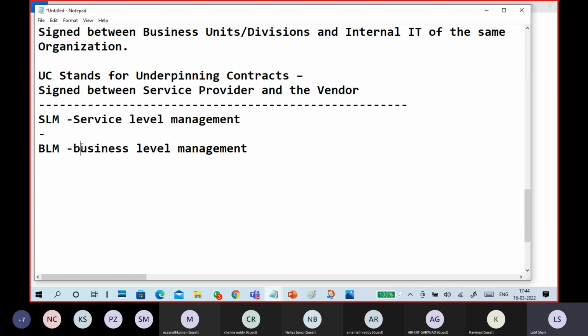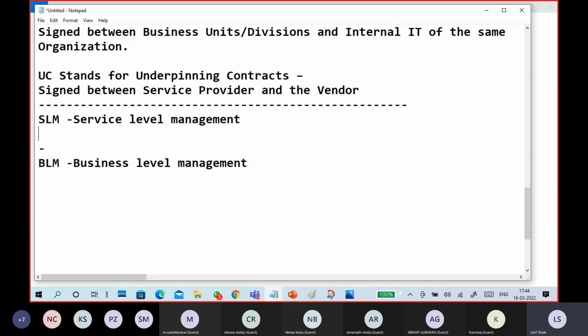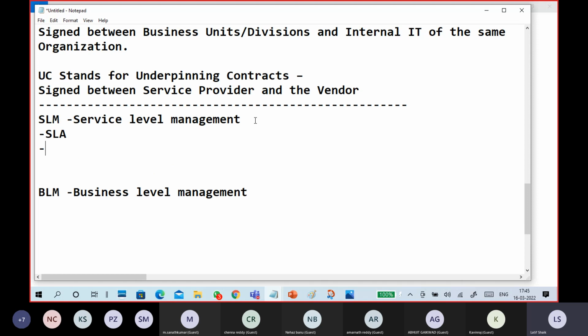Service level management is again ITSM. Why did I say ITSM? Because service level management is mainly concentrating on SLA. What is important is the SLA life cycle, SLA kind of stuff only. So what is the thing? It makes sure the customer is getting the service as per the given SLA. That is service level management.